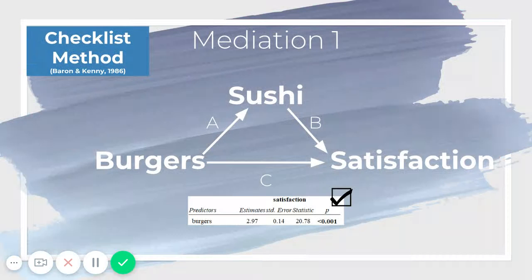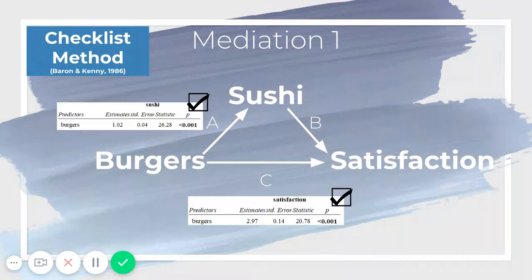These are all b's and not betas, so nothing is standardized, because burgers and sushi might be on a different scale, and I wanted to relate each one of those scales not to each other, but to themselves. I don't want to standardize and lose variance, so everything's a b. We see that it is significant at a very significant level. So we move on to the A relationship.